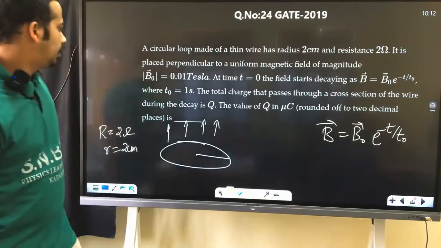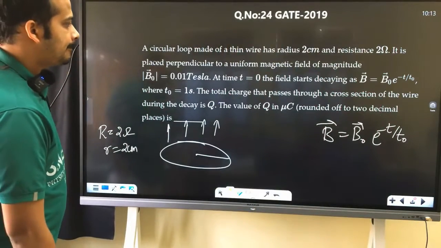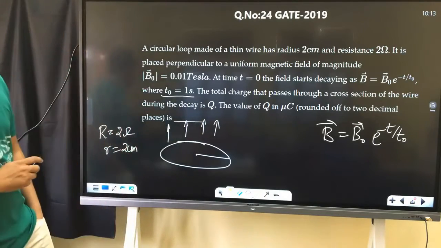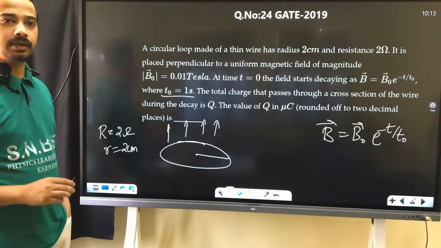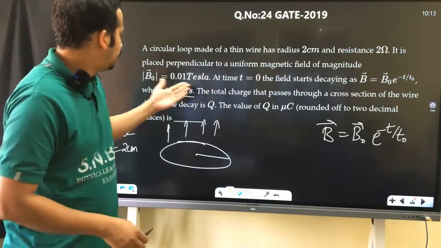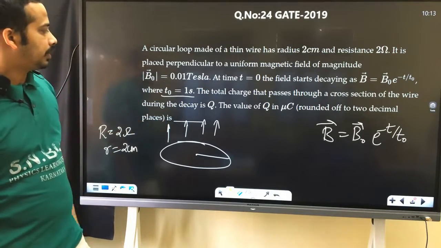The field starts decaying at t naught equal to 1 second. The field starts decaying after 1 second. Until then it was constant. Until 1 second, it is B naught, that's equal to 0.01 Tesla.